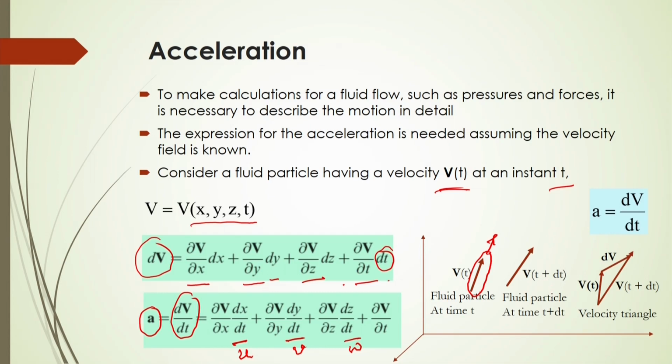If we represent this as a velocity triangle, this is v at t, and over the dt time interval this is the increment of the velocity, represented by dv. So if we know this dv with respect to the small time dt, then you can easily calculate or represent the acceleration as dv by dt, which is denoted by a.